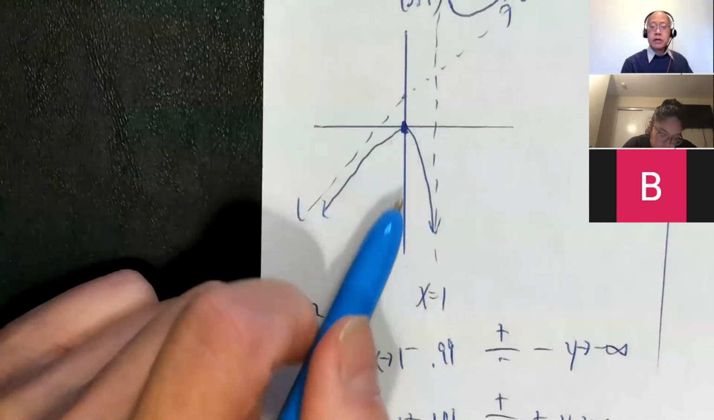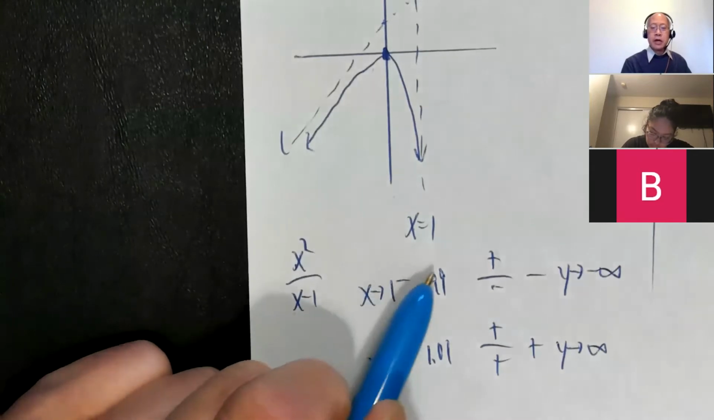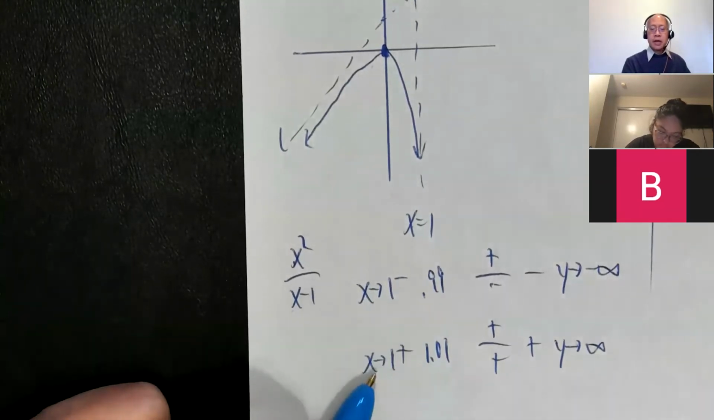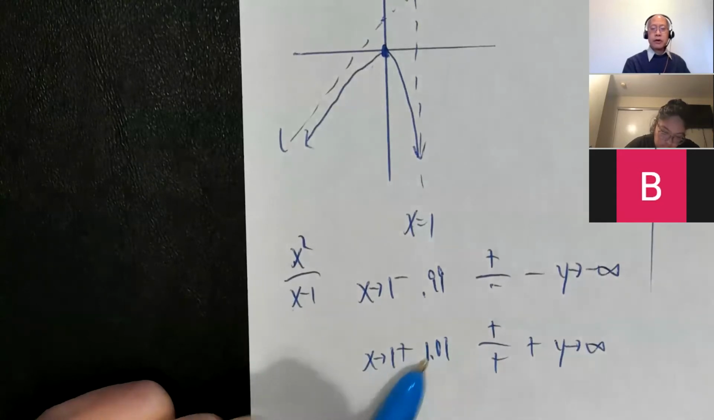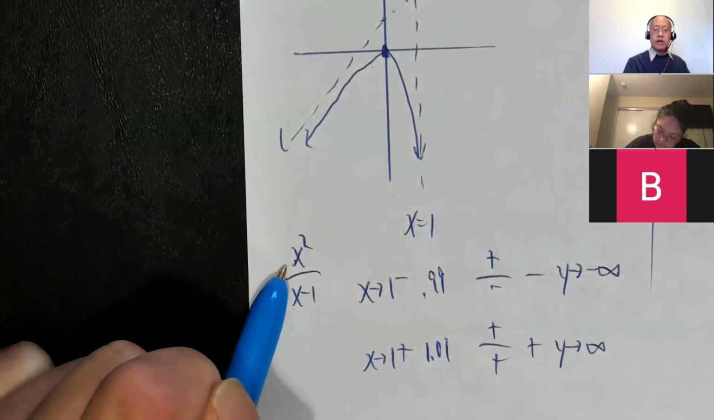Okay, then my only VA, vertical asymptote, was x equals 1. So I pick something to the left and to the right. So x approaches 1 from the left, 0.99. x approaches 1 from the right, 1.01. Here's the original expression. I notice x squared is always positive, right?